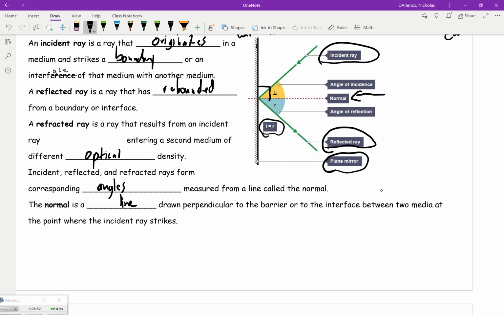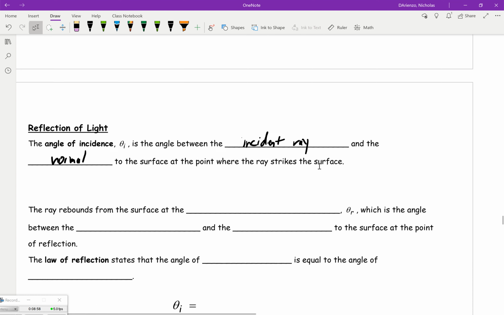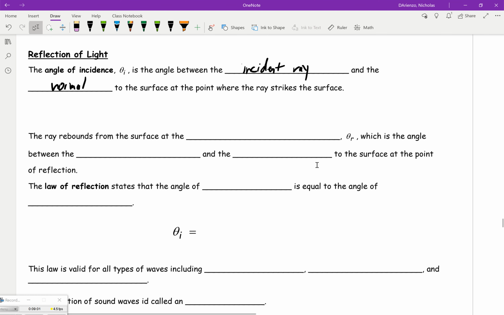So the angle of reflection, given by the diagram here, should equal the angle of incidence. So the ray rebounds from the surface at the angle of reflection, which is the angle between the reflected ray and the normal.